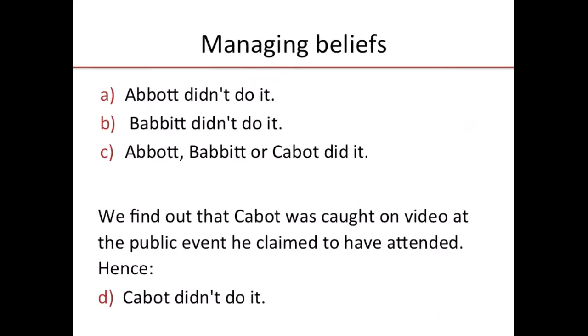So then we find a video of the public school event, and then we learn that Cabot didn't do it. So potentially, statement C is wrong, right? Abbott has an alibi, Babbitt has an alibi, Cabot has an alibi, so maybe there's a fourth suspect that we didn't account for, or one of the alibis is faulty, which is usually what happens in a crime scene show. But this is belief management, right? We look at what we hold to be true, and then we revise knowledge or what we believe to be knowledge. It's obvious that that kind of belief management would be hugely useful in computer systems.